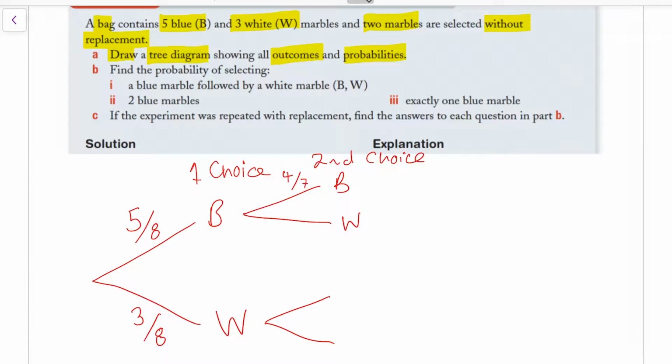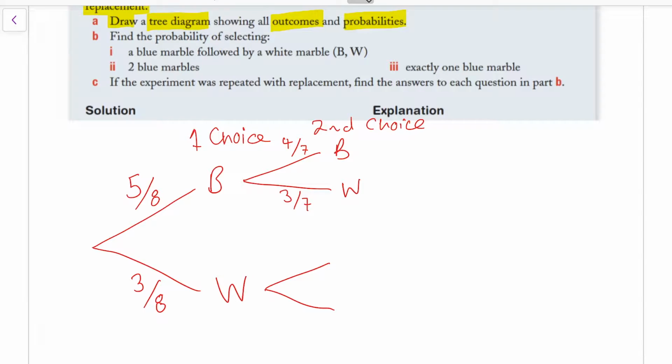There have been no white marbles removed yet. So this is still 3, but it's also still over 7 because the blue one has been removed in the first choice. When I pick a white marble, there's still 5 blue, but there's only 7 marbles left in total. Because I picked a white, now there's only 2 white marbles left out of a possible 7. All right, hopefully you felt comfortable with that and you can see how I'm getting my numbers because I'm not putting the marble back in the bag.